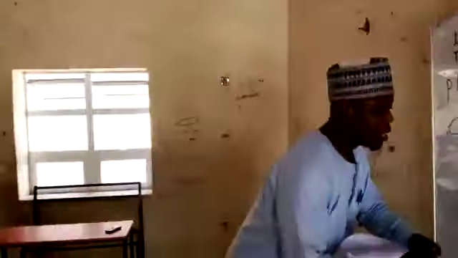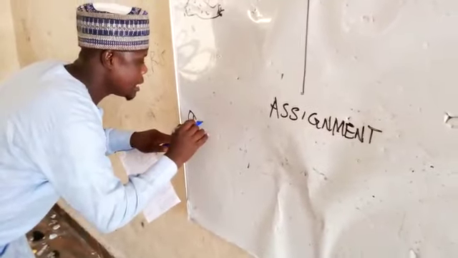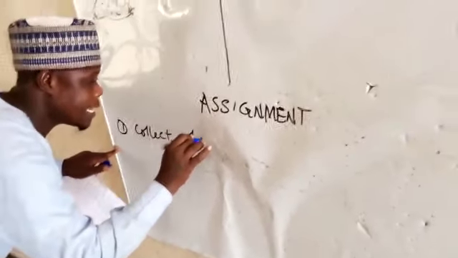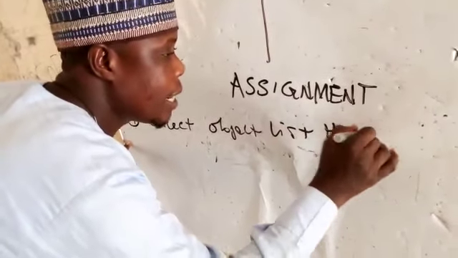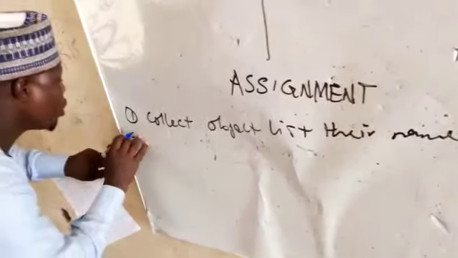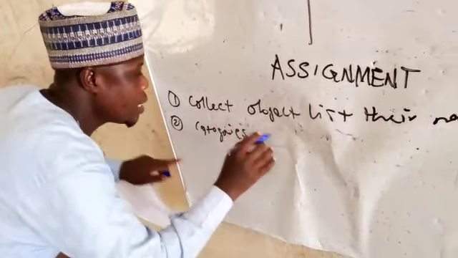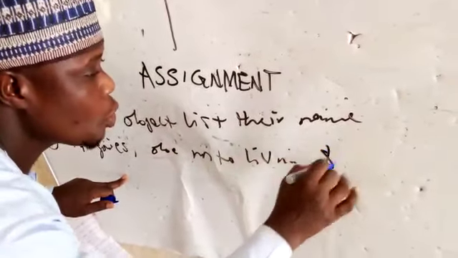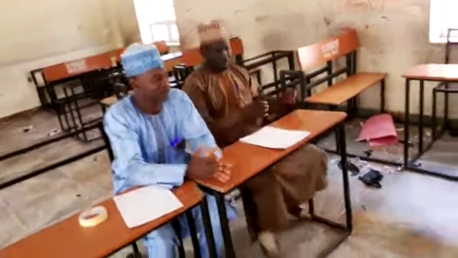So if this is the case, we are going to give you an assignment for today. Under this assignment, number one, collect objects in your locality and list their names. Number two, categorize the objects into living and non-living things. I hope it is clear. That's all for today. I'm going to call it a day.